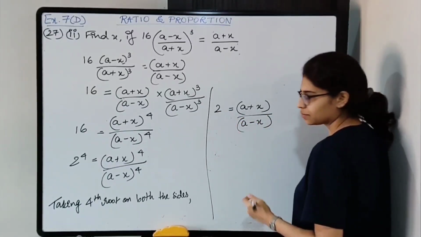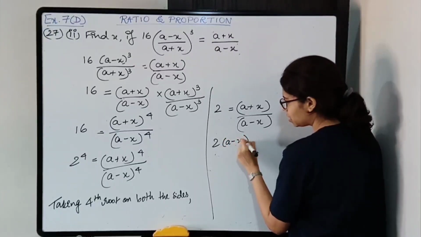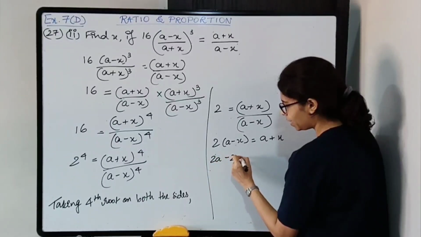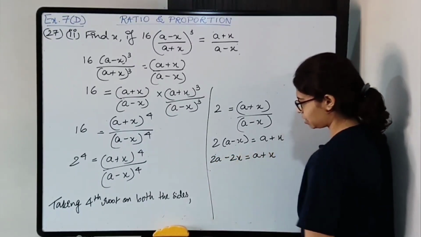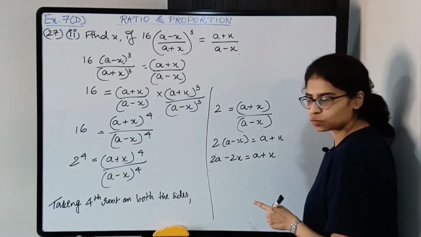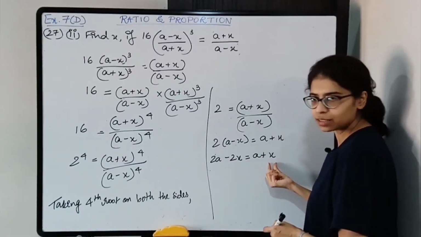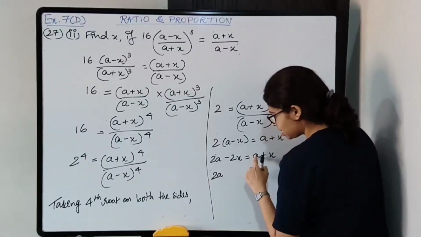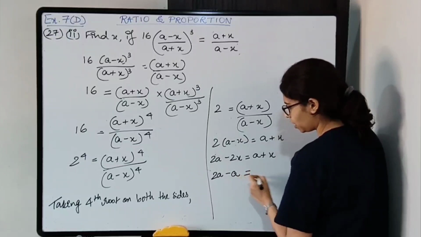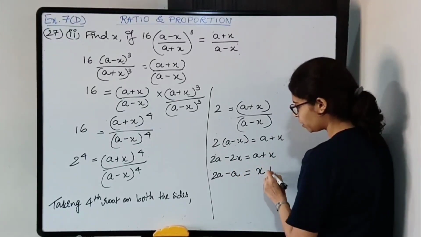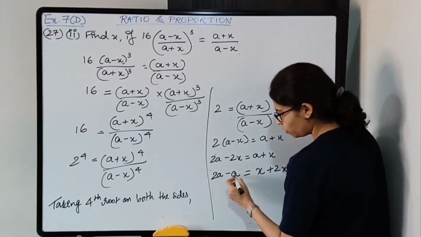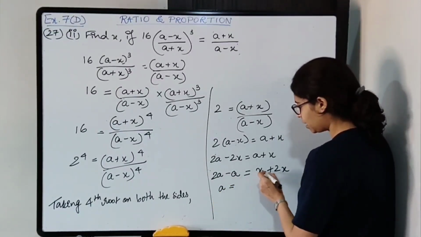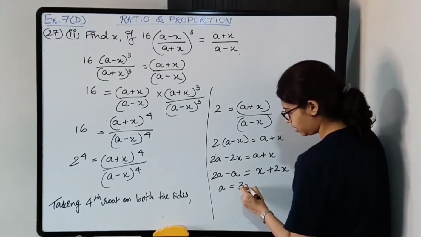Shifting this over here, so 2 into (a minus x) is equal to a plus x. So 2a minus 2x is equal to a plus x. We need to find the value of x, so let's group x together and a together. Okay. So 2a we'll keep as it is. Let's shift a over here, it becomes minus a, and x as it is, shifting 2x over here it becomes plus 2x. So 2a minus a gives 1a, that is a. And x plus 2x gives 3x.